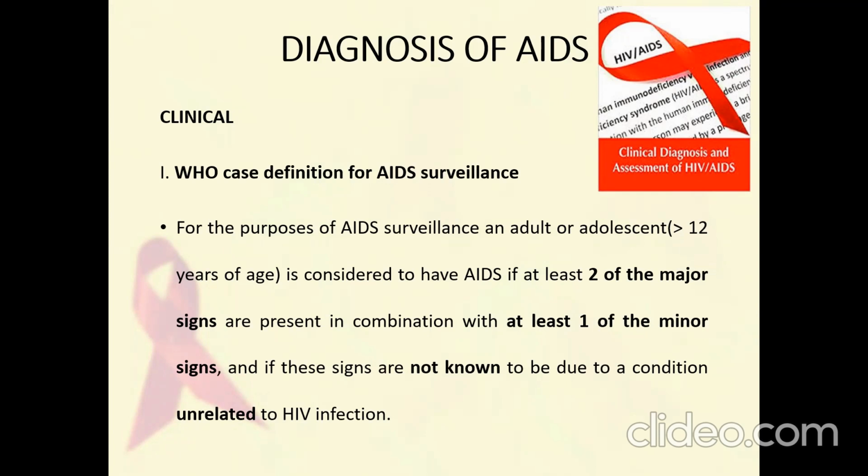So what is the case definition given by WHO for the purpose of AIDS surveillance? An adult or adolescent more than 12 years of age is considered to have AIDS if at least two of the major signs are present in combination with at least one of the minor signs, but if these signs are not known to be due to any other conditions which are not related to HIV infection.